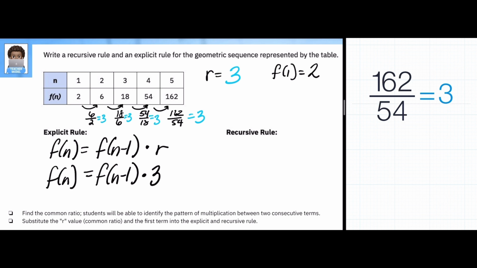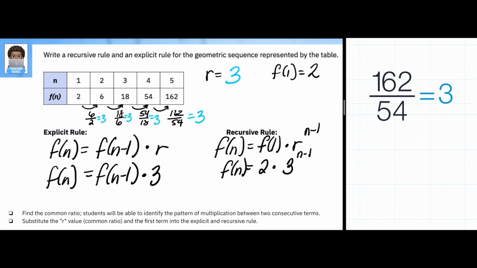But let's go to the explicit one. And here we would have f of n is equal to our first term, f of 1, times r to the n minus 1. So we can simplify that out. F of 1 is equal to 2. So 2 times 3 to the n minus 1.